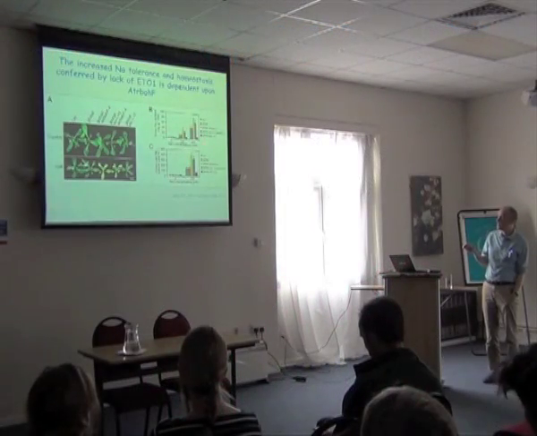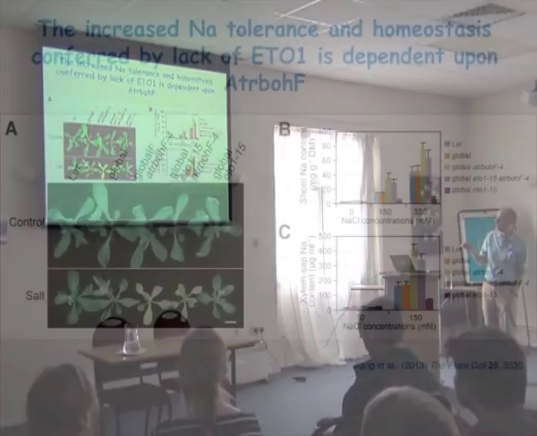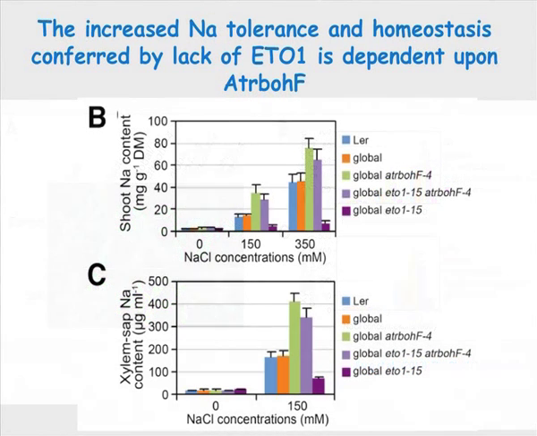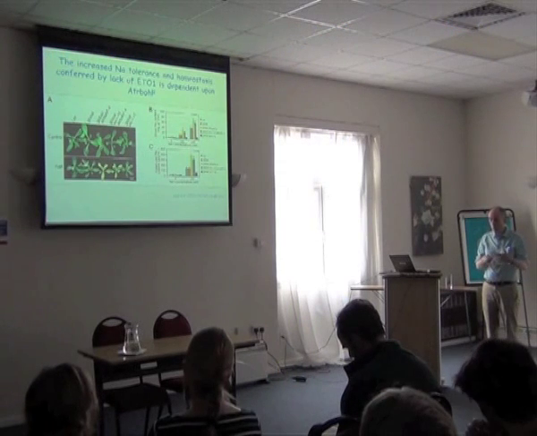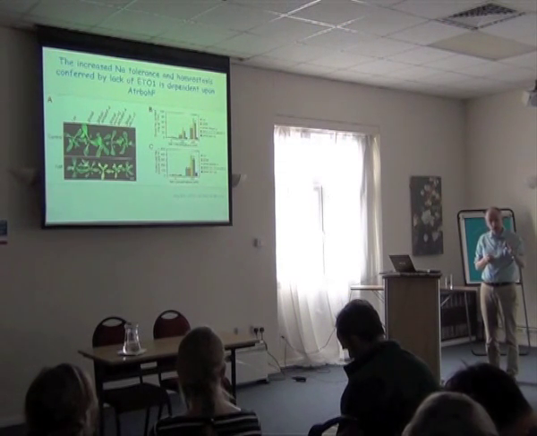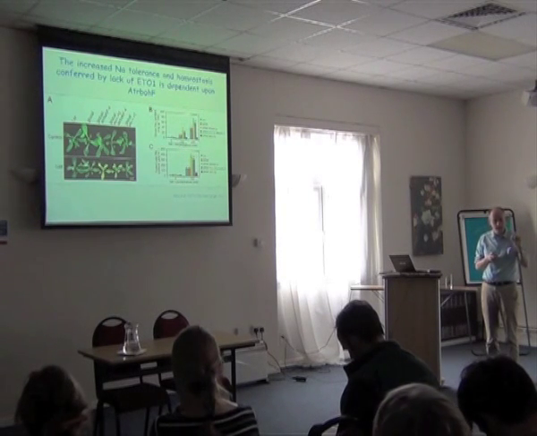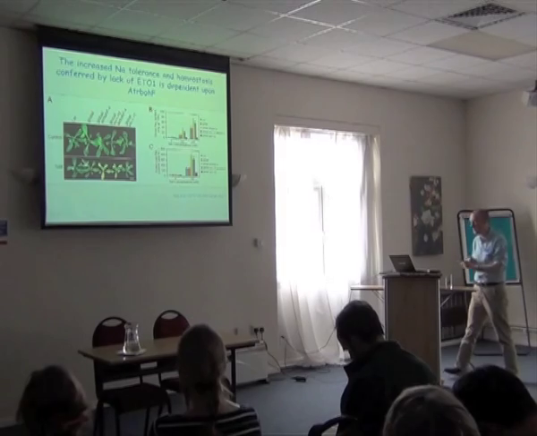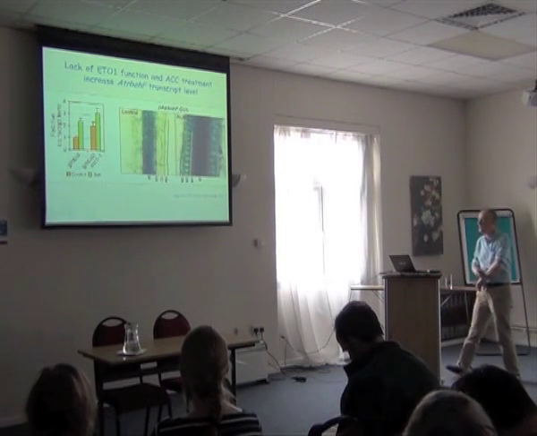And once again, you can do the measurements of salt in xylem sap and in shoot. So in orange here we have the wild type, the progenitor control, certain level of salt in the shoot. In the A2RBOHF mutant, as I've already told you, more salt in the shoot. In the ETO mutant, less salt in the shoot, but in the double mutant, the one shown just here, that one has a level of salt that's very similar to the A2RBOHF mutant. So what that's telling you is that ETO confers its salt tolerance by affecting the activity of the A2RBOHF gene, or it suggests that. And indeed, that is the case.